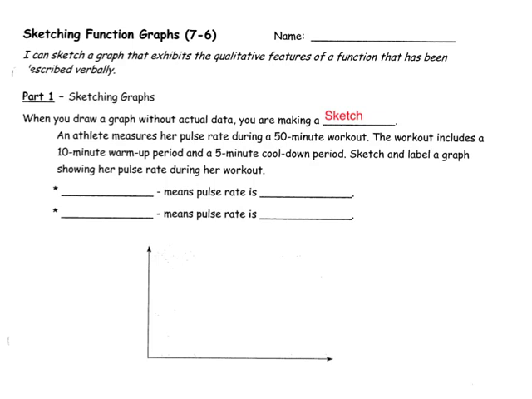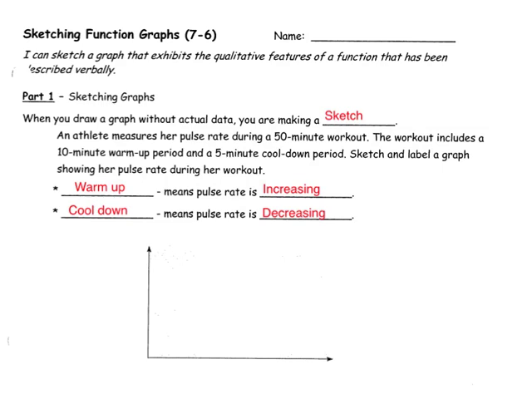So the warm-up period means that she is increasing her heart rate. And so that means that when we go to graph it, we will be increasing on the graph. The cool-down period means that she is decreasing her heart rate. It's slowing down. So that means that we're going to have a decreasing part of my graph. So we are ready to go ahead and sketch a graph.